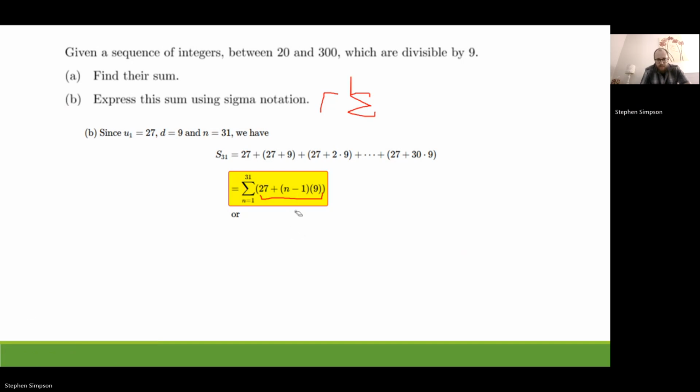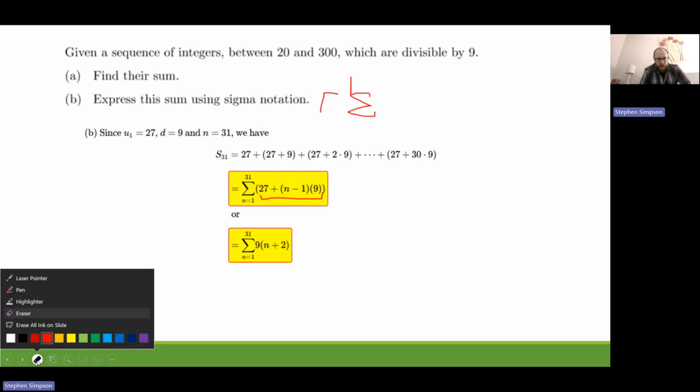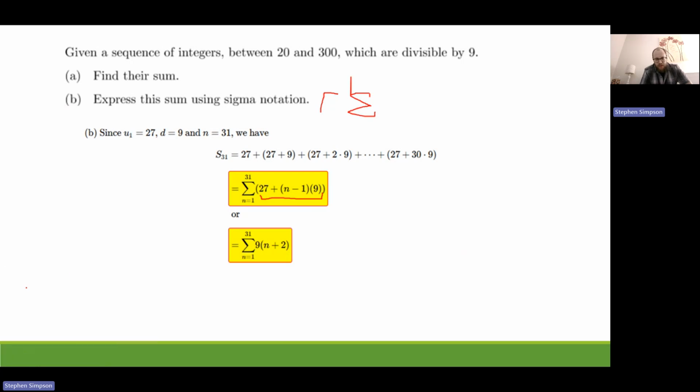Okay. Next part. We could simplify it, but you don't have to. So if you distribute the 9 and combine like terms, and then factor out a 9, you get this. You don't have to simplify your answers in general unless you're asked to.